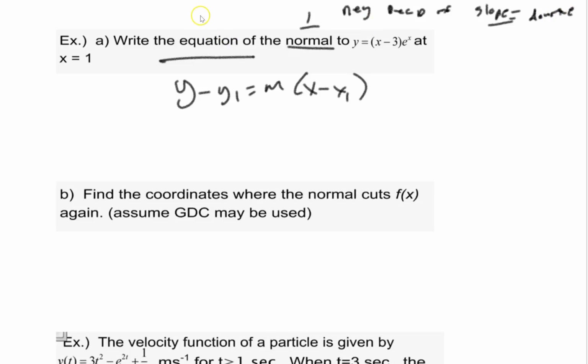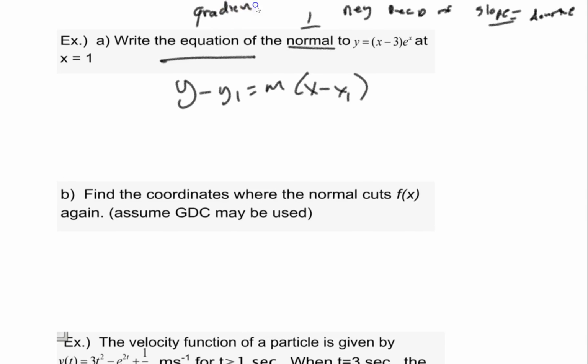Remember, you can also say find the equation of the gradient. Remember, that means slope. But normal is special. So gradient is the same thing as slope. Don't forget that. In this case, I want the normal. So look what happened. They gave us the x value already. So this is at 1. If you want to find the y value, you just plug it in. So let me plug that in right now. So it's going to be 1 minus 3 e to the first. So that's going to be negative 2e.